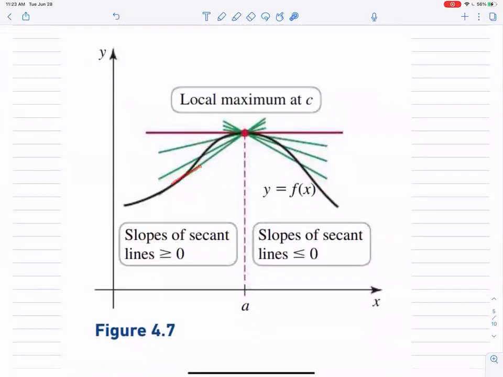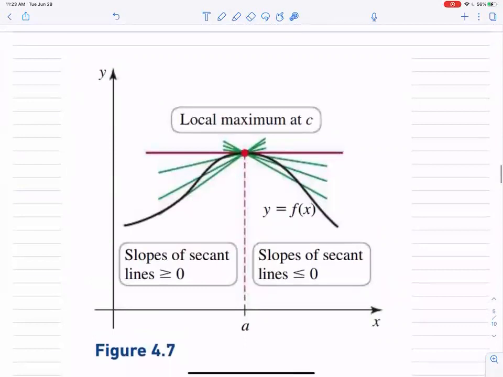Another thing to know about local maxima and minima is that something happens with the secant lines. As we approach it from the left, these secant lines are getting flatter and flatter until the secant line becomes a tangent line and it's flat. And as we approach it from the right, the secant lines are getting smaller and smaller. So it seems like there's something about what the tangent line is here. And remember, the slope of the tangent line is the derivative. So there's something going on with the derivative at a local max or min, given that it exists, right?